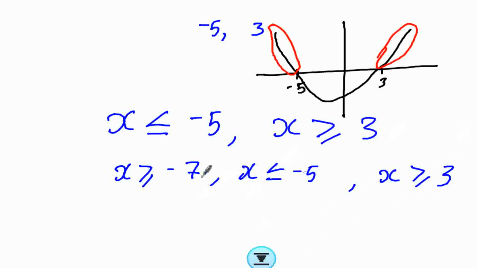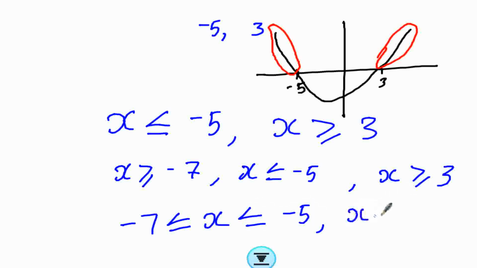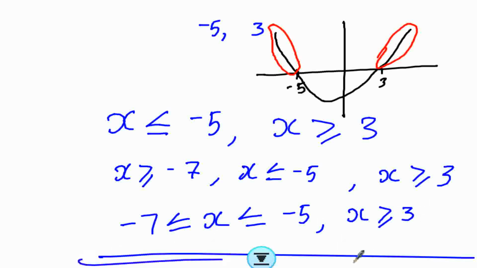First, look at this and that. x is greater or equal to negative 7 and x is less or equal to negative 5. These two give us one combined inequality, which will be negative 7 is less or equal to x, and x is less or equal to negative 5. And this one stays the way it is. So this becomes our answer.